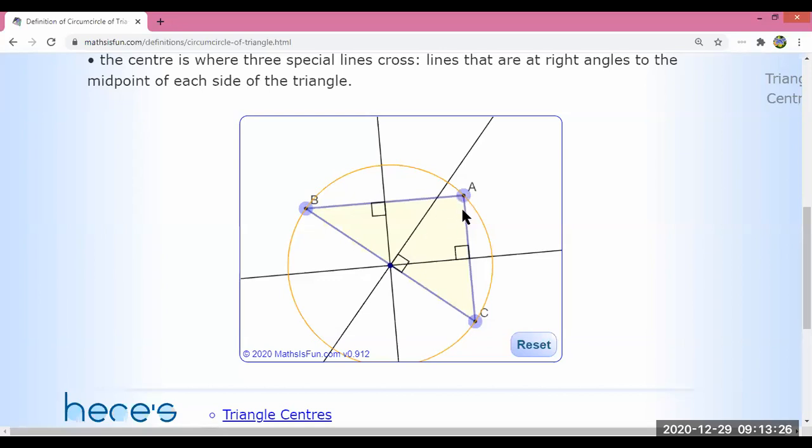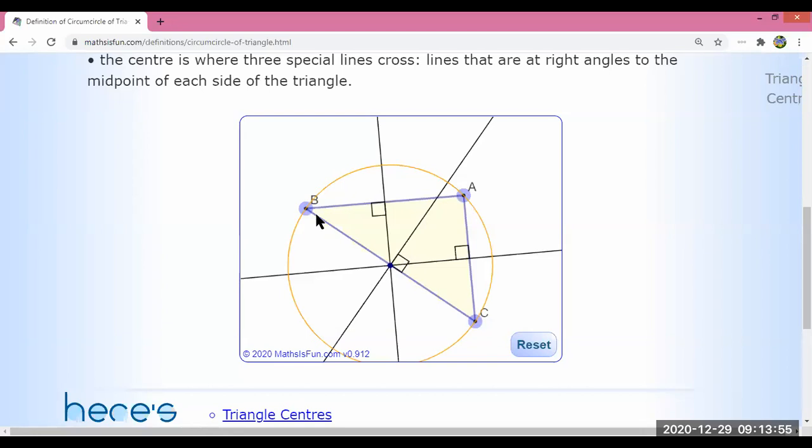Just check, this angle A is the right angle and BC is the hypotenuse. So you see, this center is on the hypotenuse. All right, so point number two to be noted is that for any right angled triangle, the circumcenter will always lie on the hypotenuse.